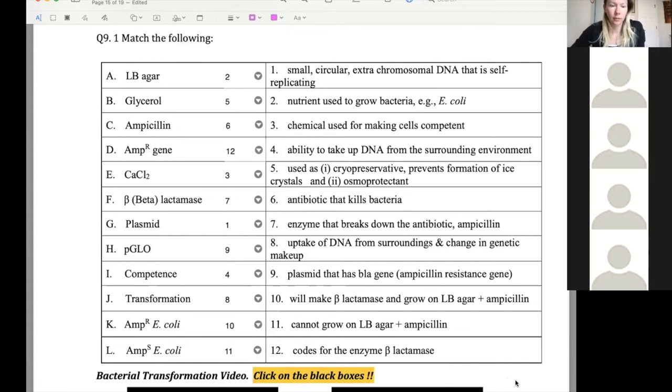Will this be on the exam? Not quite in this format, but I do believe there are some multiple choice questions that ask you, like, what is P-glow? And then there'll be a couple of choices to choose from. Or, what was the gene that gave the bacteria antibiotic resistance. And so you'll have to know the name of the gene, or the product of the gene is the beta lactamase enzyme, that kind of thing. Okay.